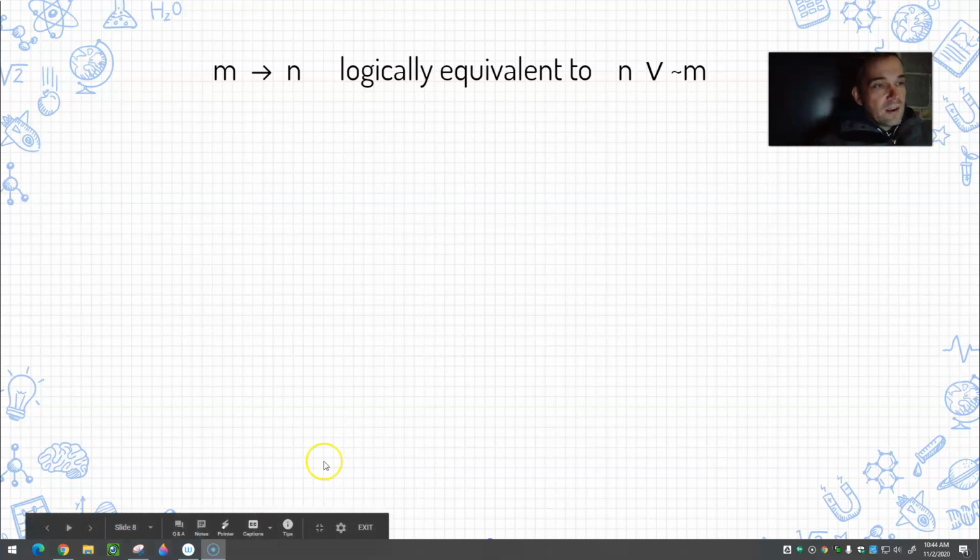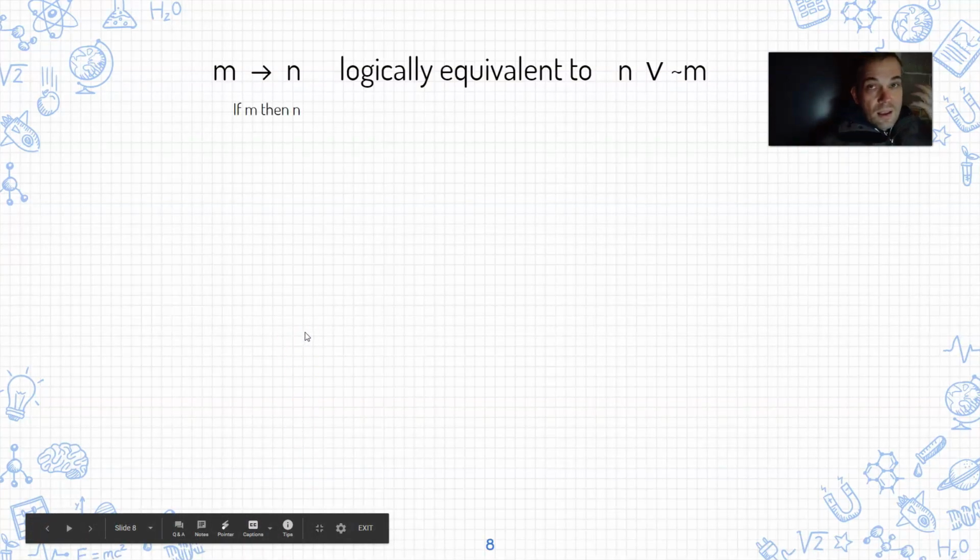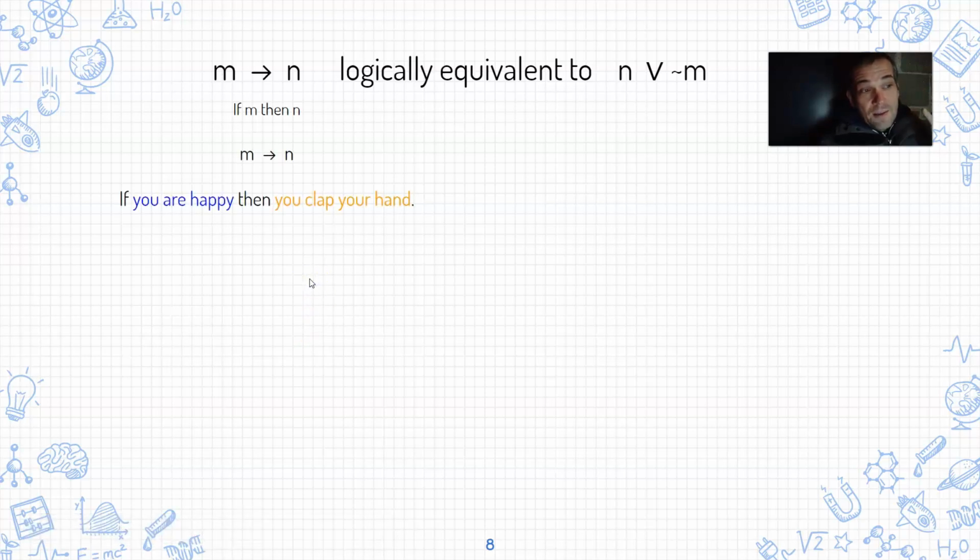So we're going to look at the very simple idea of a conditional statement, that conditional statement being, if you're happy, then you clap your hands. Of course, I'm referencing the old childhood song, if you're happy and you know it, clap your hands. But if I'm saying if you are happy, then you clap your hands, what we're saying is, every time you're happy, it's going to result in you clapping your hands. If you're happy, then clap your hands. It's going to happen, right? That's what we're saying. M implies N. So every time we're happy, then we clap our hands.